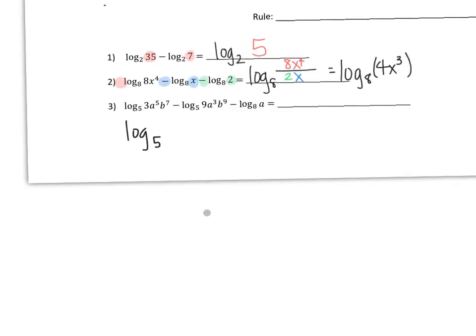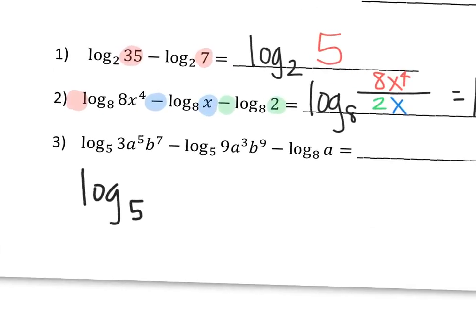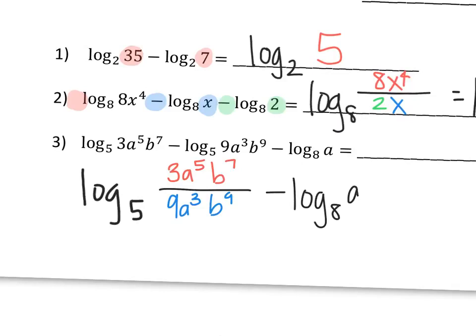Okay. So back to our problem at hand. We have the log base 5 of, okay, I've got to have a fraction here. And why do I have to have a fraction? Dividing or subtracting. So what's going to go on top? The first part. 3a to the 5th, b to the 7th. And why does it go on top? Yes, it is positive. And then I have some stuff that goes in the denominator. What goes in the denominator? And why does that go in the denominator? It's negative. Okay. And then I can't actually do anything with this log base 8 of a, so I'm just going to write minus log base 8 of a, because I can't combine it with anything else because they have those different bases.